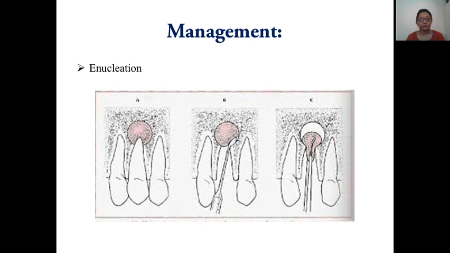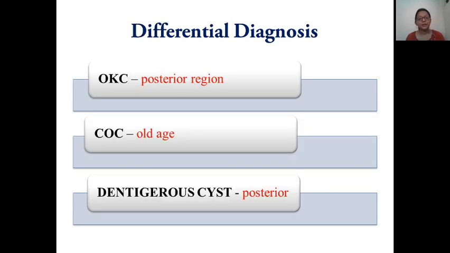Differential diagnosis. Odontogenic keratocyst, this takes place in the posterior region, but this is an anterior cyst. Calcified odontogenic cyst, it is an old age cyst. Dentigerous cyst, again as I said, it is a posterior cyst, takes place in the mandibular posterior region.